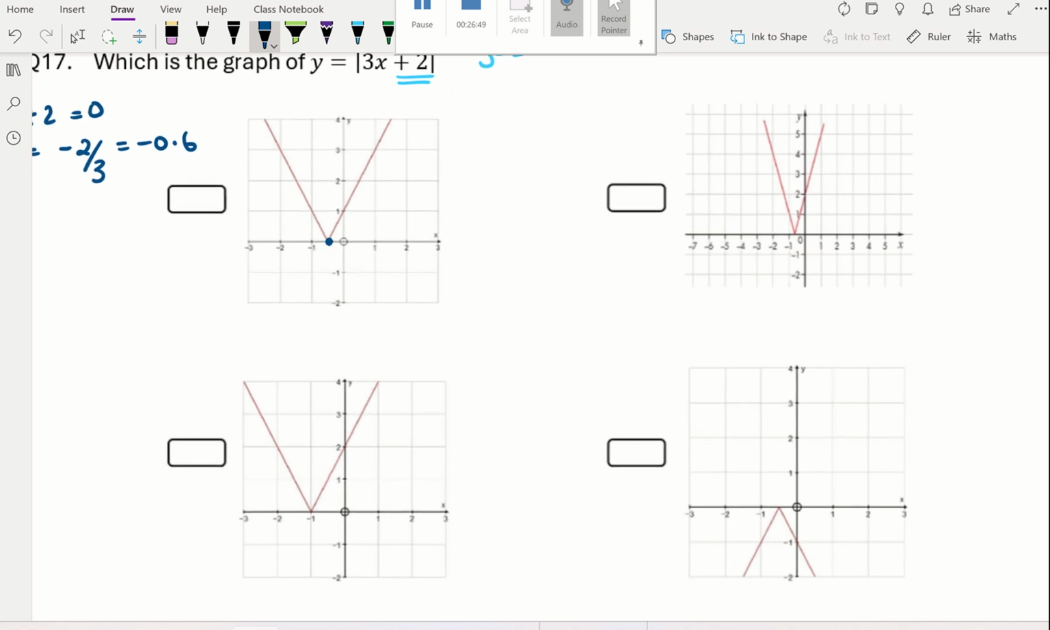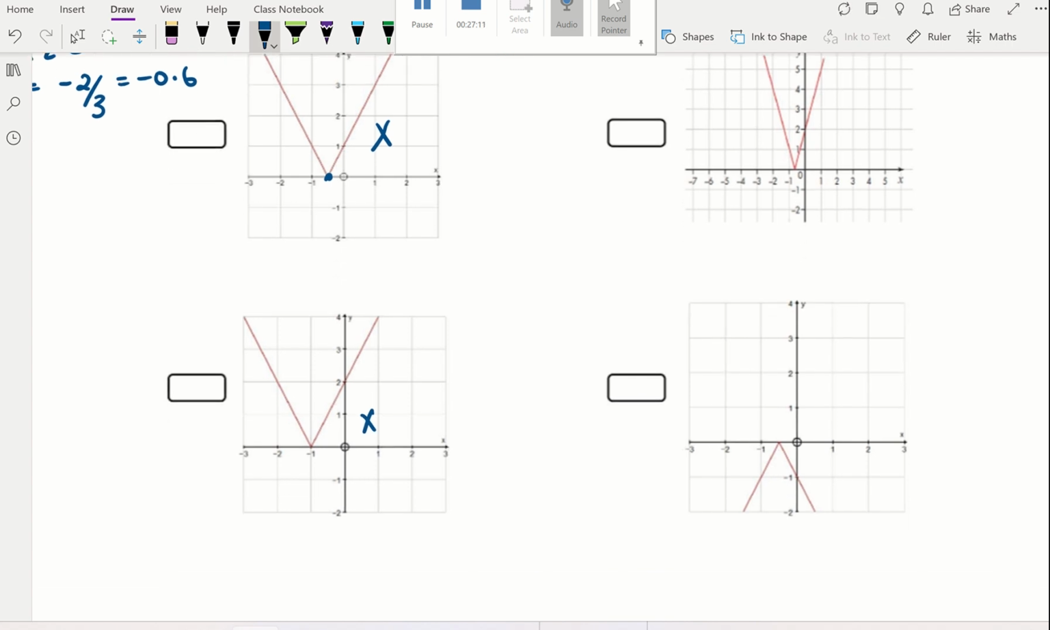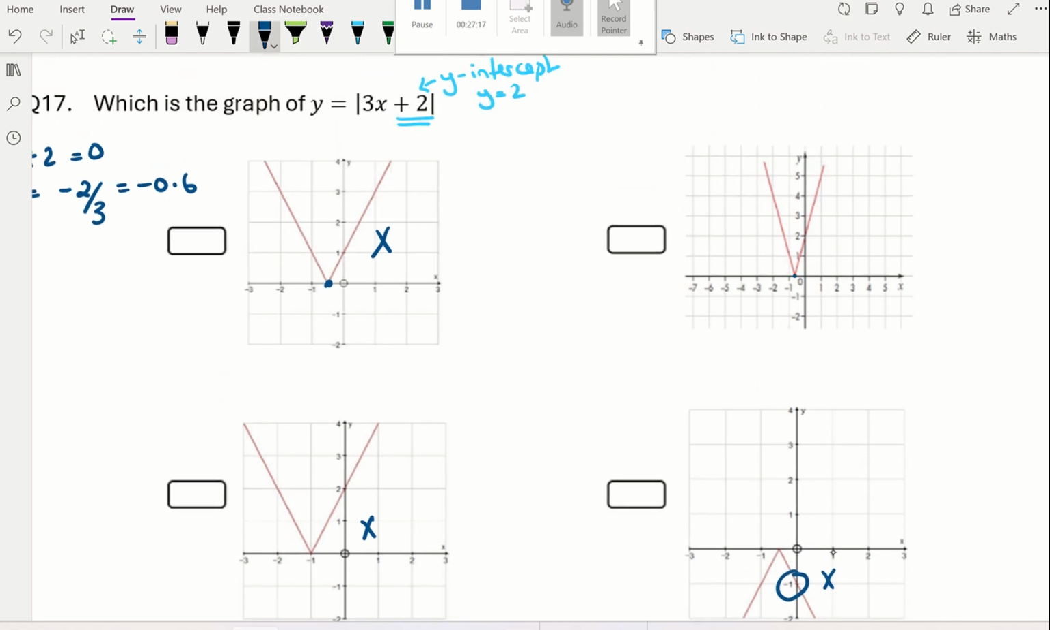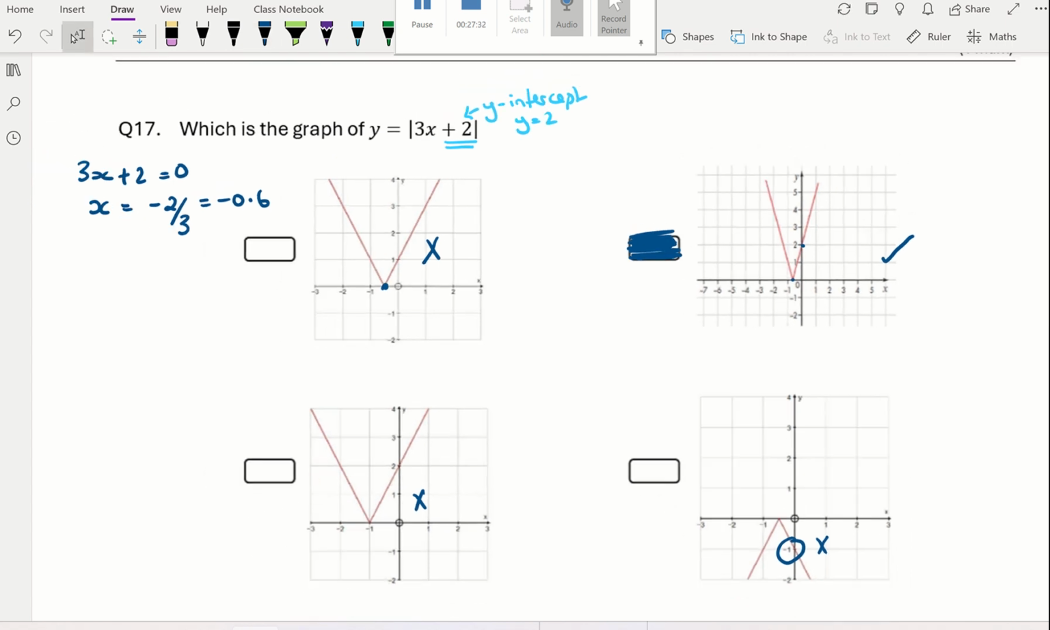So, it could be this, because that's a negative and it's smaller than 1, but it doesn't cut at 2, this cuts at 1, so that's not going to work. This cuts at 2, but cuts exactly at negative 1, so that's not going to work. This one, definitely not going to work, cuts at negative 1. Look at this one, this cuts at, looks like, negative 0.6 and cuts at 2, so that one is going to work. So you have to find where the y-intercept is, where the x-intercept is, and work out which one is the modulus graph.